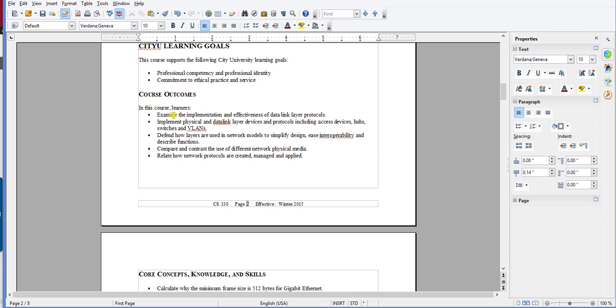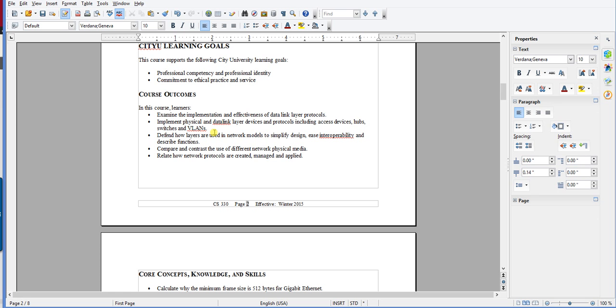Yeah, let's continue. So we're going to do this course. The learners examine implementation and effectiveness of the data link layer protocols, including access devices, hubs, switches, VLANs. We're going to include all that in the labs.